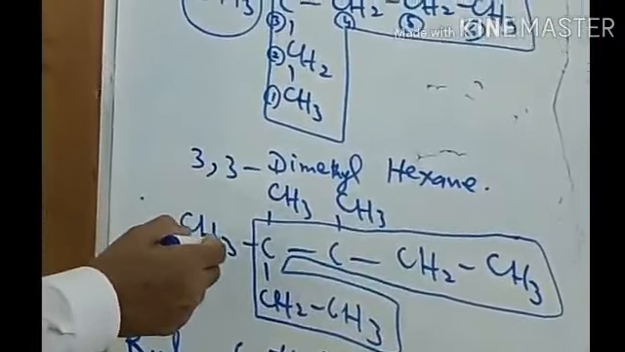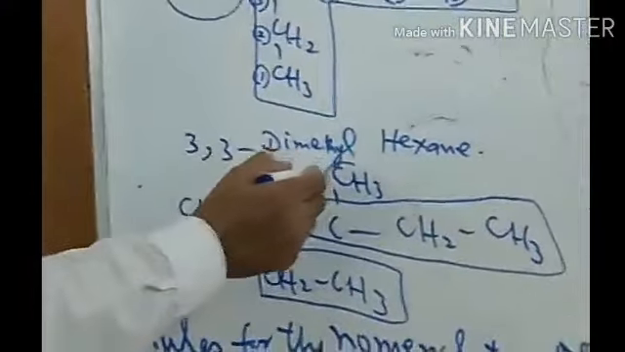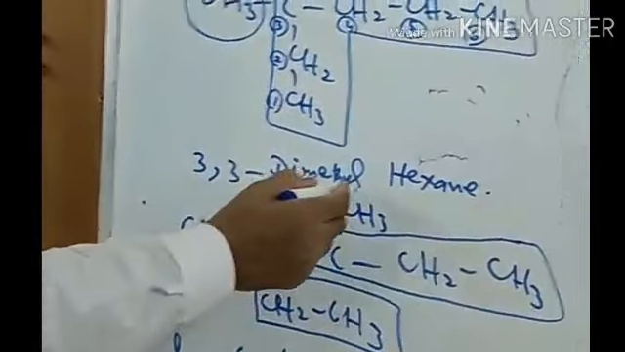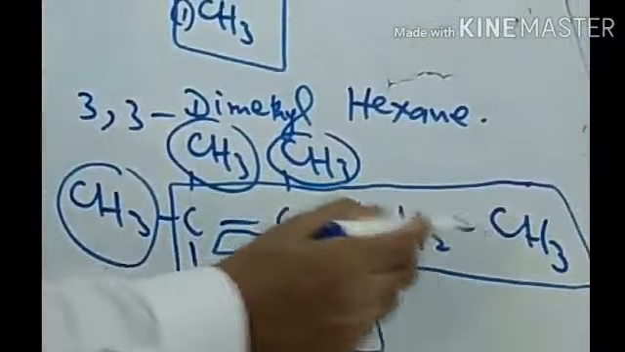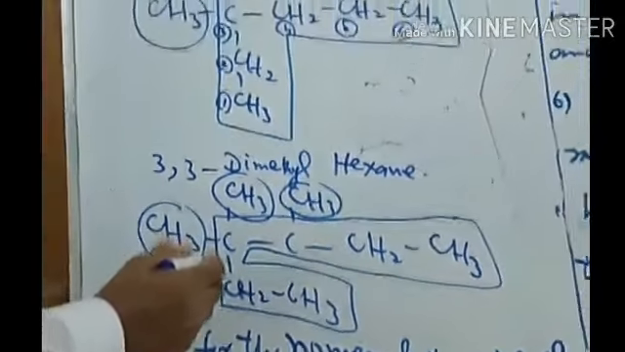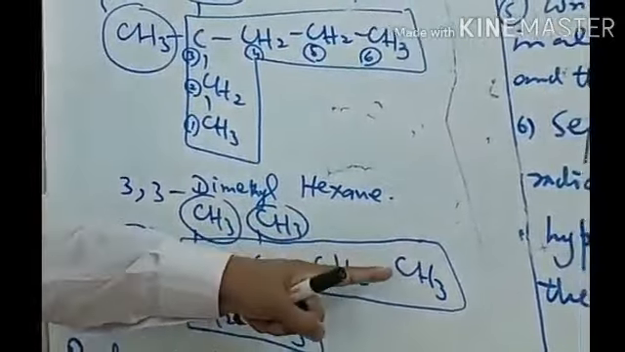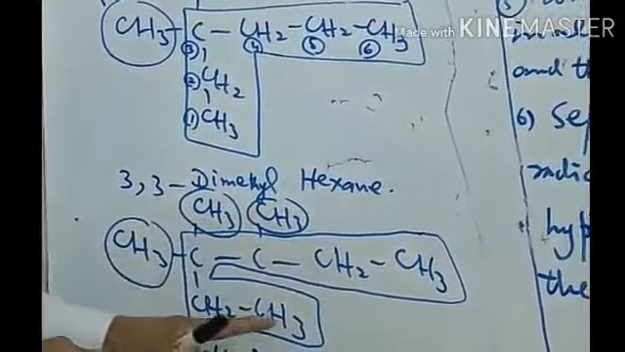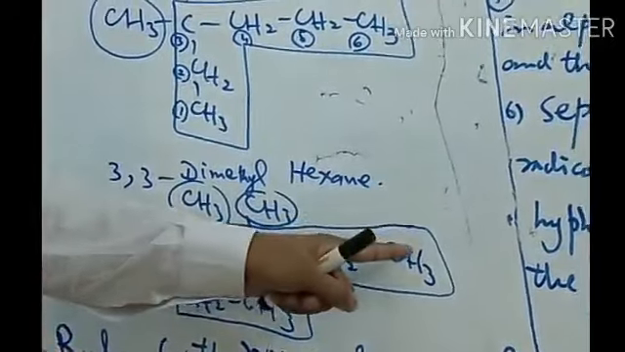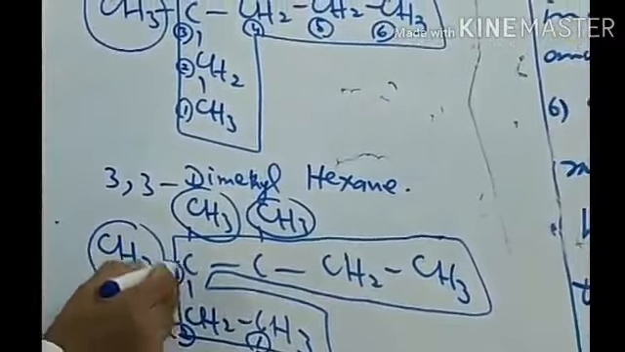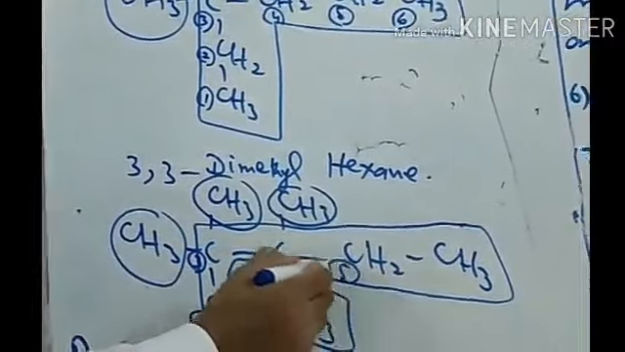1, 2, and 3. So all these are the methyl radical 1, 2, and this is the third one. So numbering 1, 2, 3. Now in this case, you can see from this side we have 1 methyl, from this side we have the 2 methyl on the same position. So numbering should be from this side, not from this side. So in this case, this is the 1, 2, 3, 4, 5, and this is the 6.